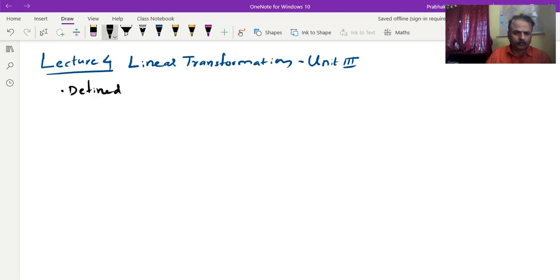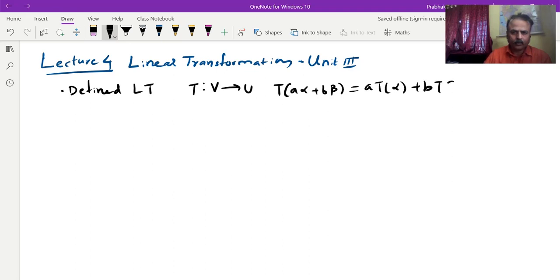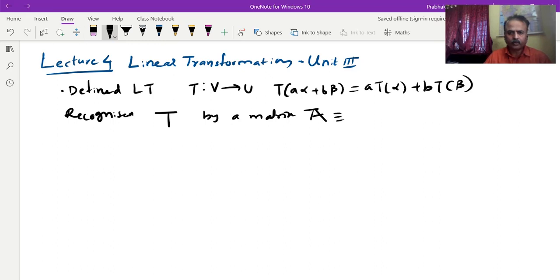We defined a linear transformation. So any transformation from some vector space to one more vector space satisfying the condition T of a alpha plus b beta is a T alpha plus b T beta is named a linear transformation. And then we recognized every linear transformation T by a matrix A, and we understood that both are almost interchangeable in nature. We can get the work done instead of using T, we can use A or vice versa.